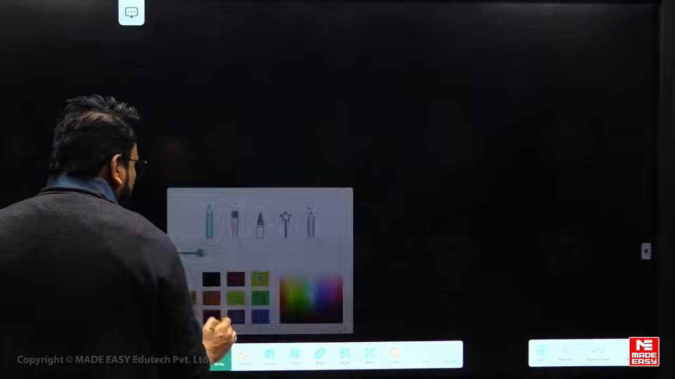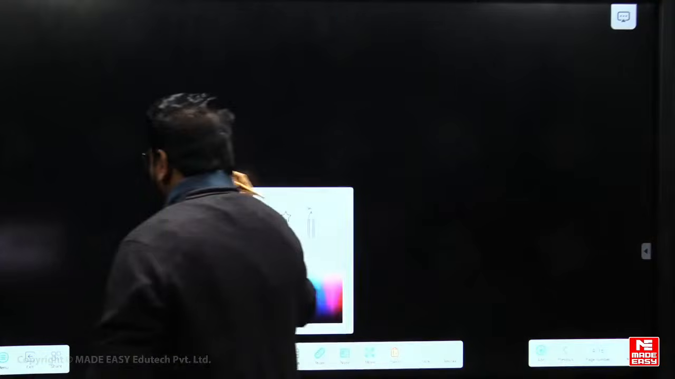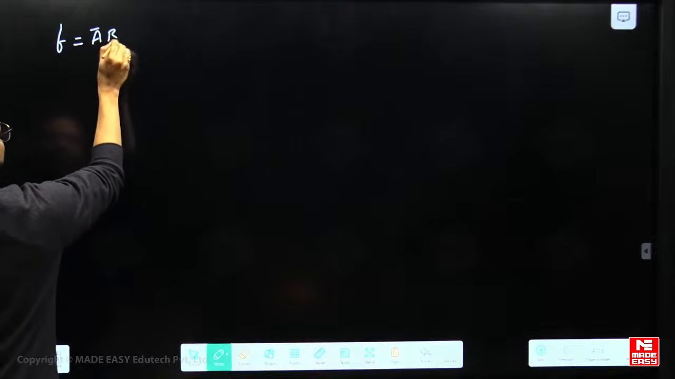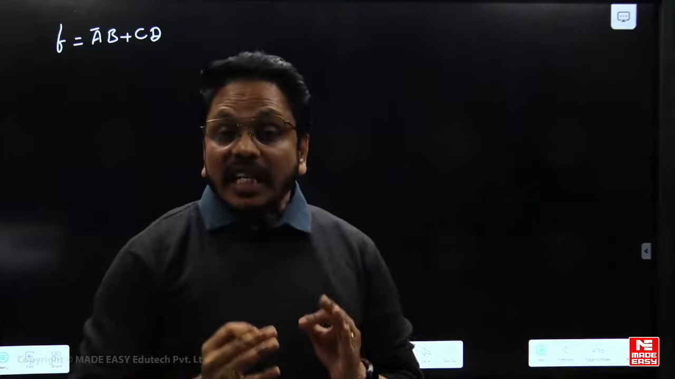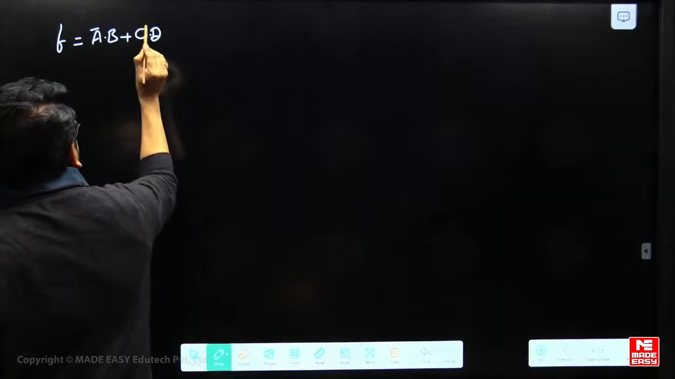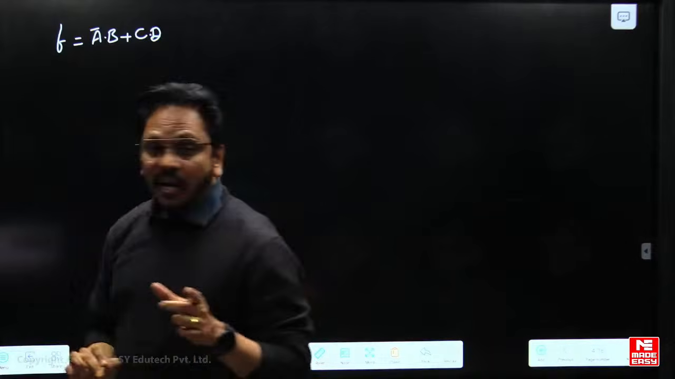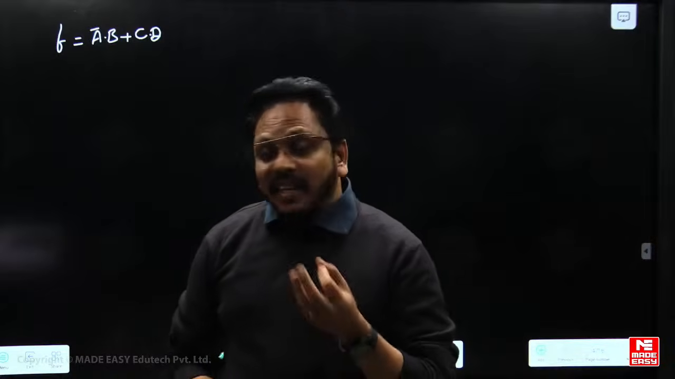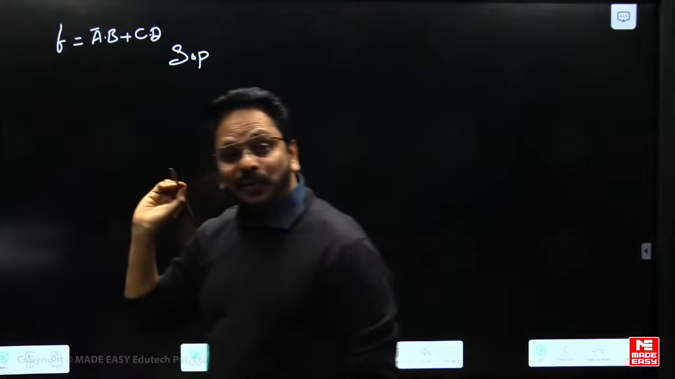They will give one boolean expression. For example, they are giving some boolean expression F = A'B + CD, something like that. This includes the logic operations of the logic gates: the AND operation, here the OR operation, and here the complementary NOT operation. So that is the SOP form, no? Exactly, it is the sum of product form.